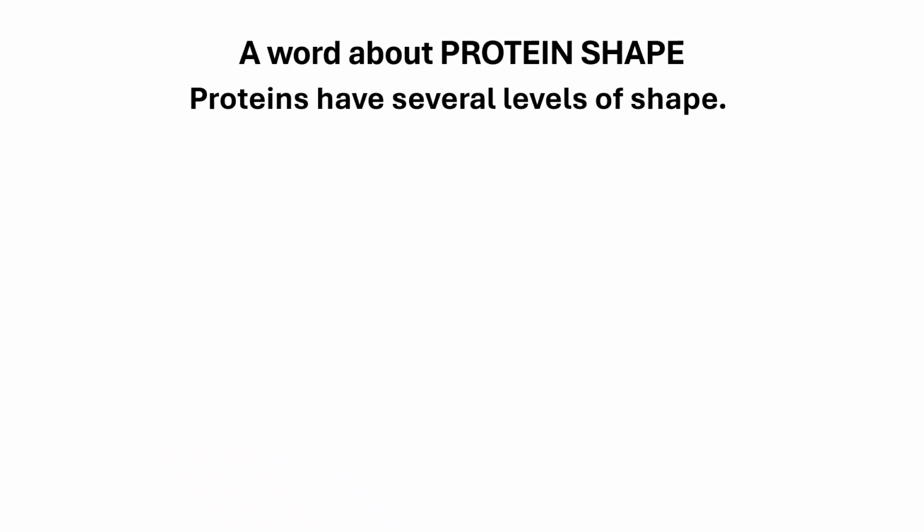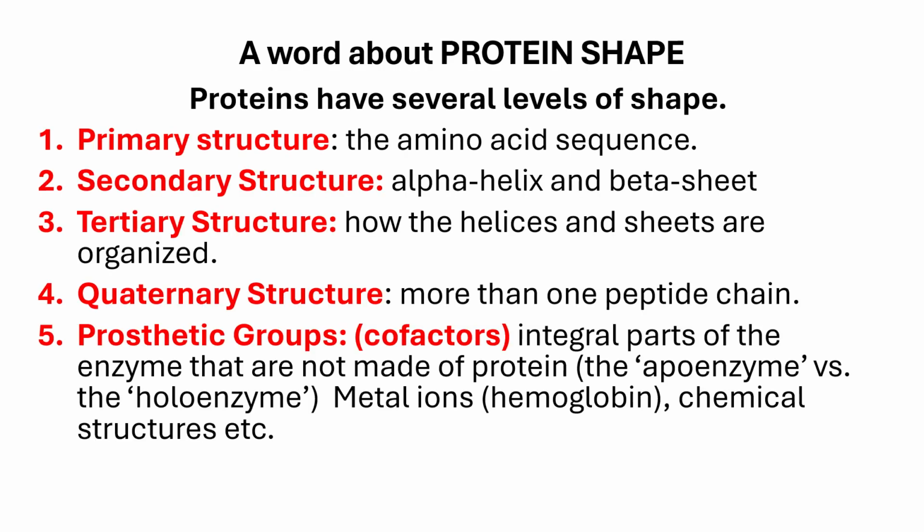All right, proteins or enzymes, which are a type of protein, have several levels of shape that form the structure of the enzyme, and that we have to know. So the primary structure of a protein or an enzyme is simply the amino acid sequence. What amino acids did you put together in what order? We refer to that as the primary structure of an enzyme.